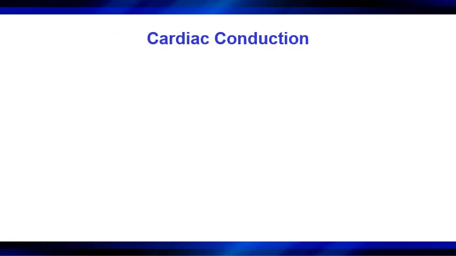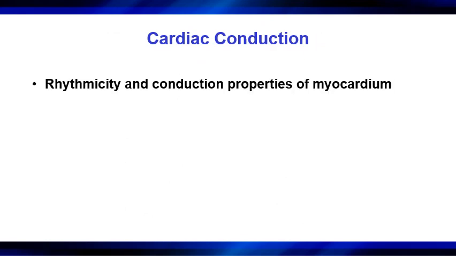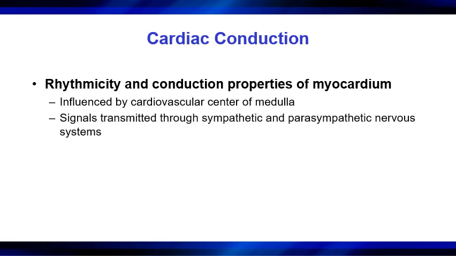So when we look at cardiac conduction, so the rhythmic and conduction properties of the myocardium. The myocardium is just referring to the actual heart muscle, the contraction going on at the heart, okay? So this is going to be influenced by a couple different things. Obviously the electrical conduction system of the heart is going to modify this, but depending upon what's going on in the rest of the body, there may be a need, for instance, for the heart rate to speed up or slow down.